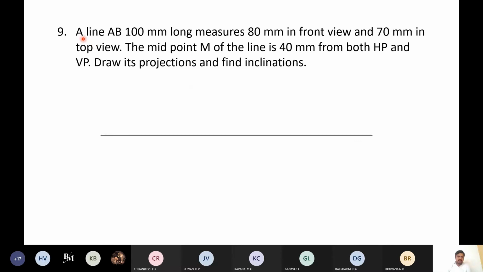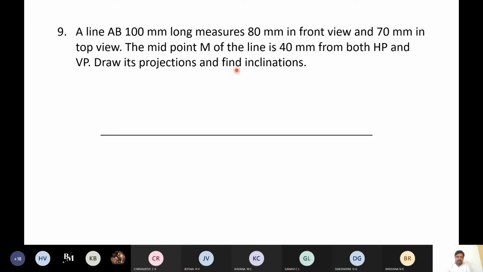So first look at the problem. A line AB, 100 mm long, its true length is 100 mm, measures 80 mm in front view. That means the line having 100 mm true length will look like 80 mm from the front view, and from the top it looks like 70 mm. The midpoint M of the line is 40 mm from both HP and VP. Draw its projections and find inclinations.